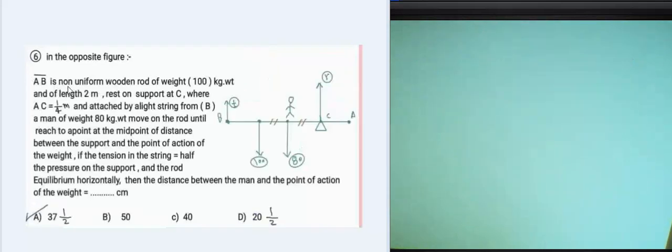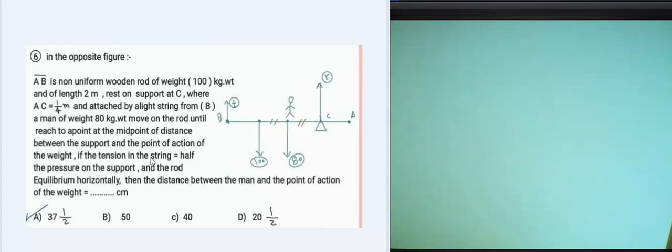Question 6. EB is a non-uniform wooden rod of weight 100 kilogram weight and length 2 meters. It rests on a support at C, where EC equals 4 meter, and is attached by a light string from B. A man of weight 80 kilogram weight moves along the rod until he reaches a point, the midpoint of the distance between the support and the point of action of the weight.